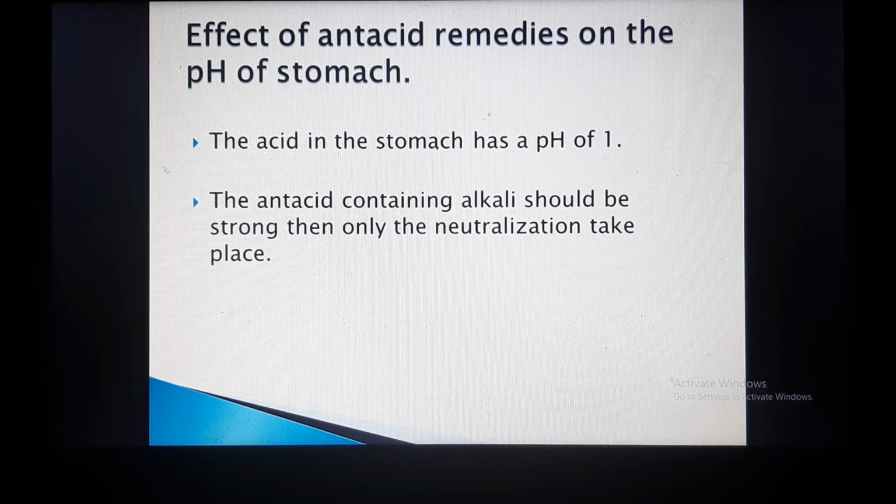Don't think it always should be 14. The range is neutralizing to 6 to 7. After taking an antacid, our acidity can be made pH 6 to 7, in between 6 and 7. That means it is only a little acidic after taking an antacid. Sometimes it can neutralize completely.